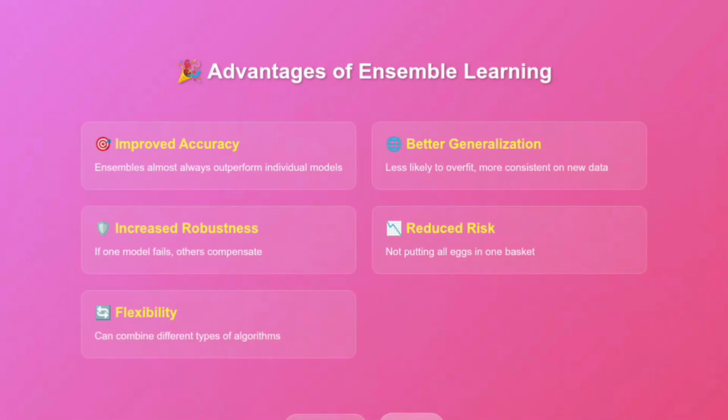Ensemble learning offers several key advantages. First, improved accuracy. Ensembles almost always outperform individual models. Second, better generalization. They're less likely to overfit and perform more consistently on new data. Third, increased robustness. If one model fails, others can compensate. Fourth, reduced risk. You're not putting all your eggs in one basket. Finally, flexibility. You can combine different types of algorithms to leverage their respective strengths.